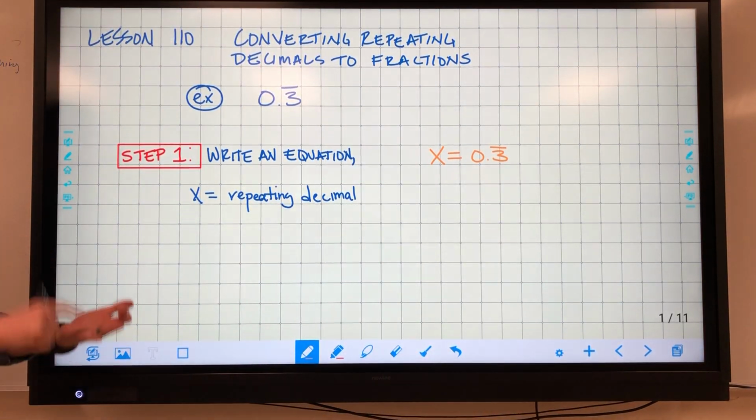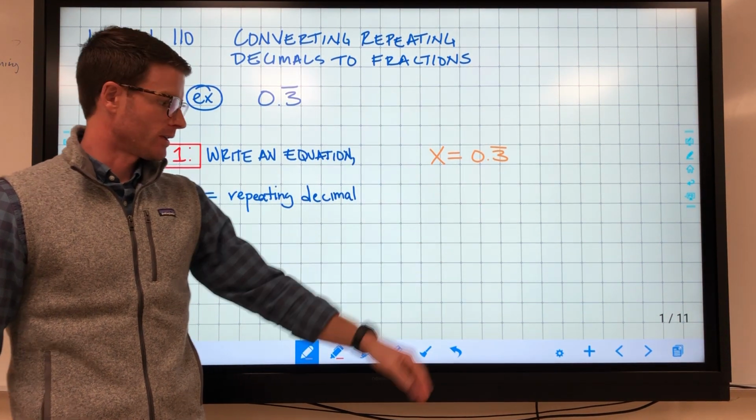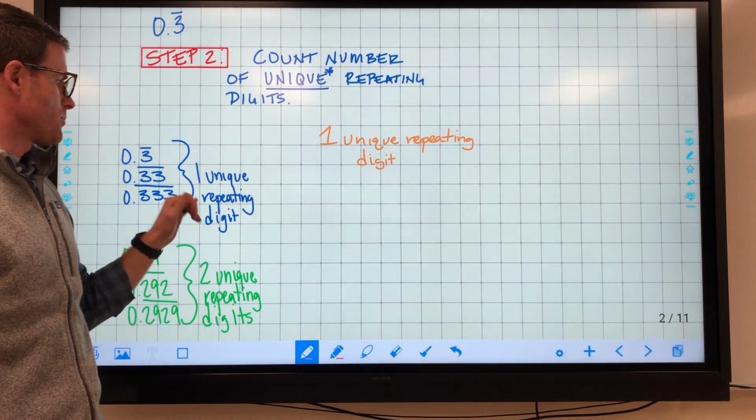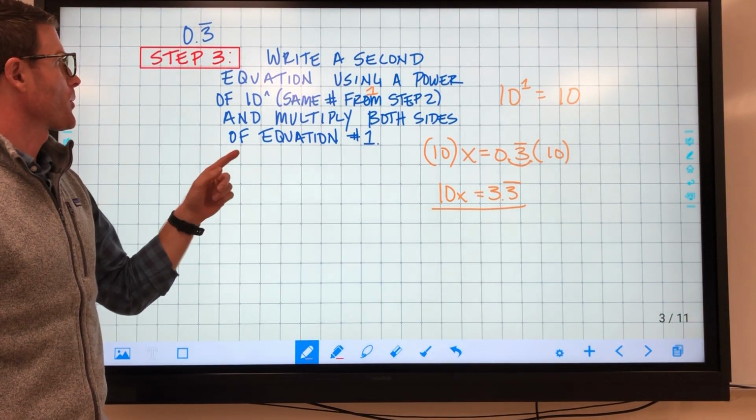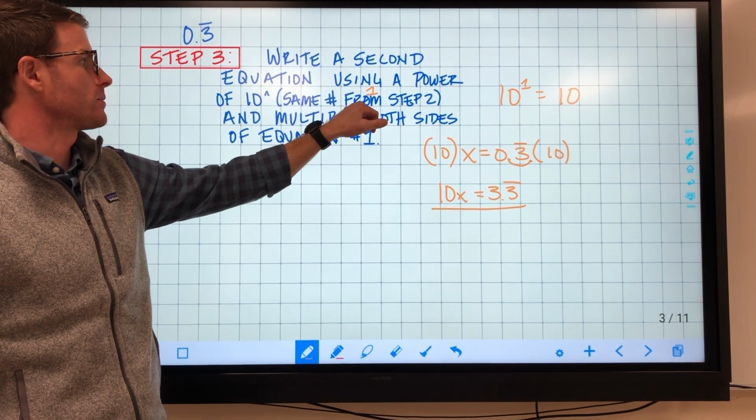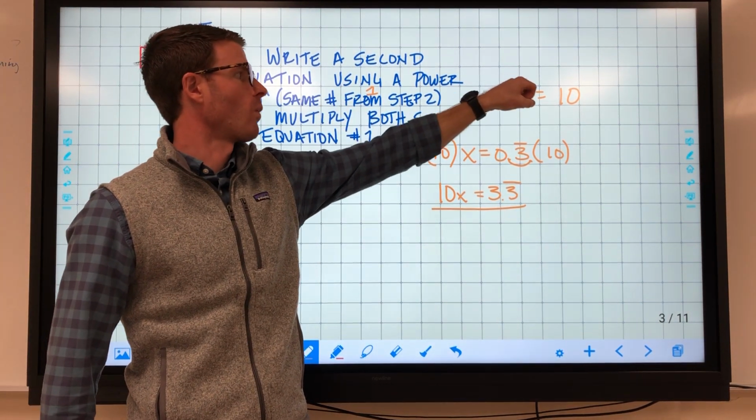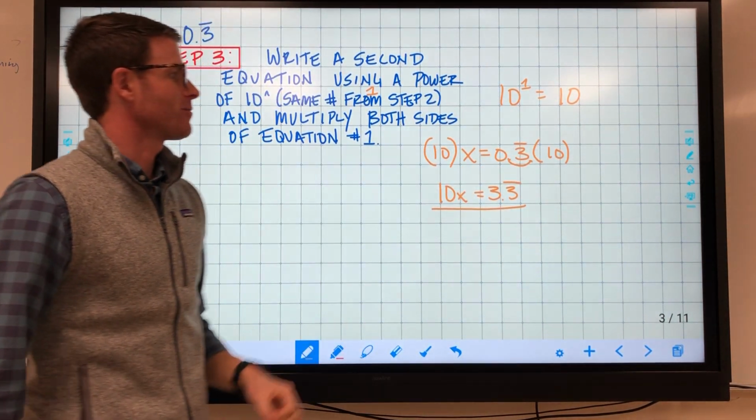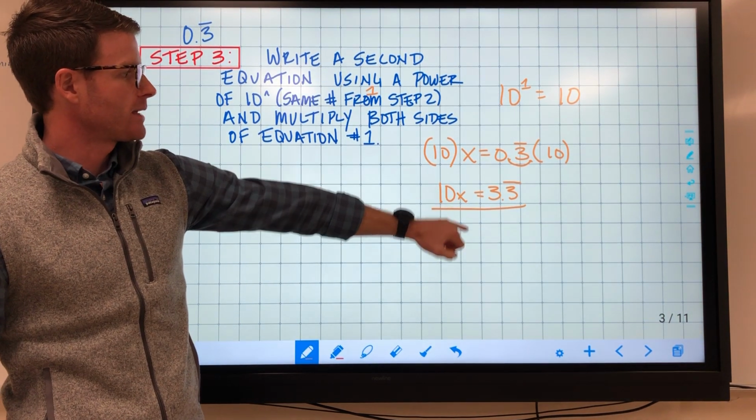Okay. So step 1, we write an equation with x equal to the repeating decimal that I'm converting. Step 2, I'm going to count how many repeating digits there are, unique repeating digits. In this case, there was just 1, the 3. Step 3, I'm writing a second equation using a power of 10 to the same number from step 2. So that's why we did step 2. My number from step 2 was 1, so I'm going to write 10 to the 1, which is really just 10. And then I'm going to multiply both sides of my first equation by that 10. So I get 10x equals 3.3 repeating.